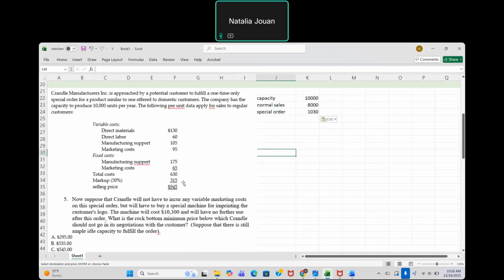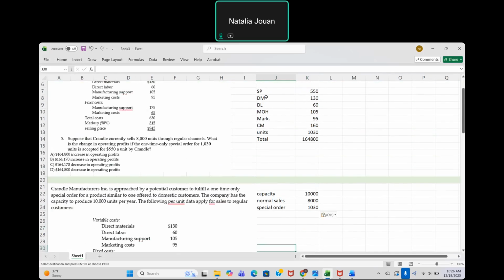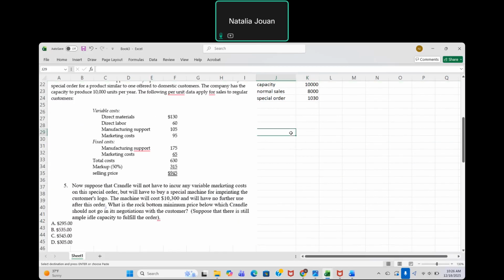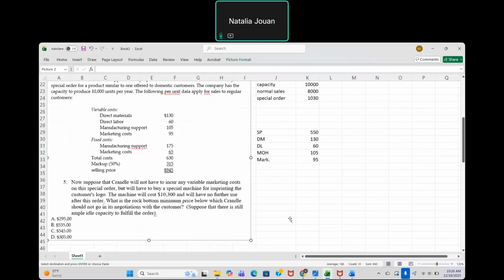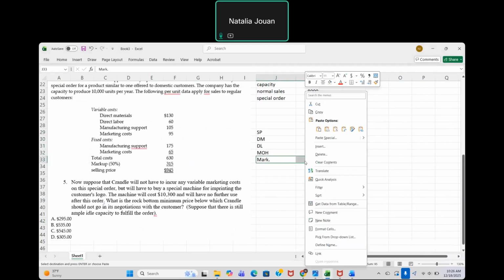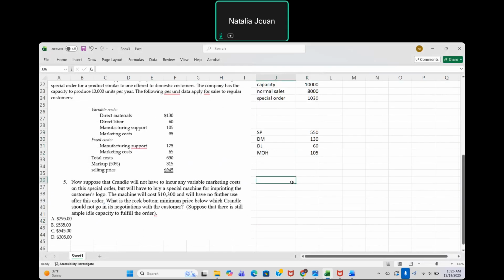But what is going on? Suppose that Cradle will not have to incur variable marketing cost. Okay, let's just copy and paste this. We're going to have a few changes. Since we don't have to incur marketing costs, we're just going to clear these. The only relevant costs are 130, 60, and 105.